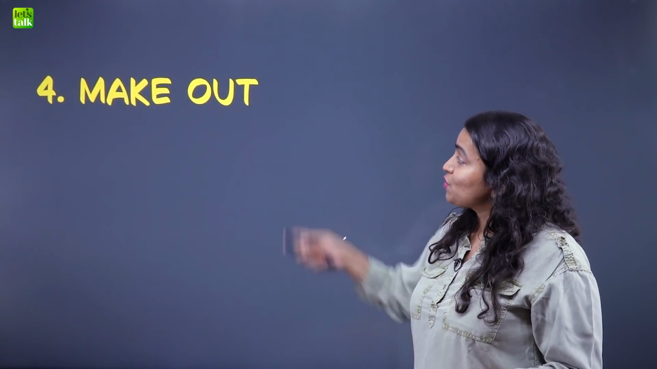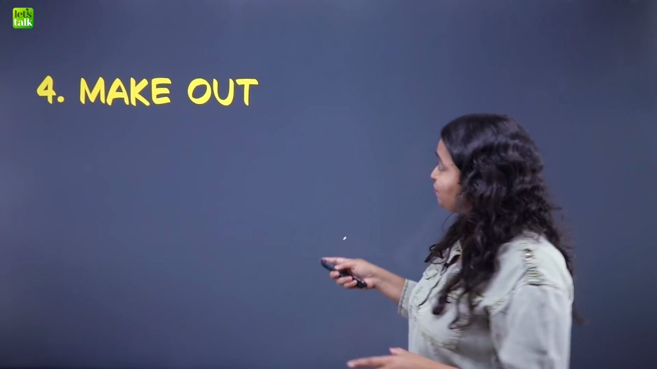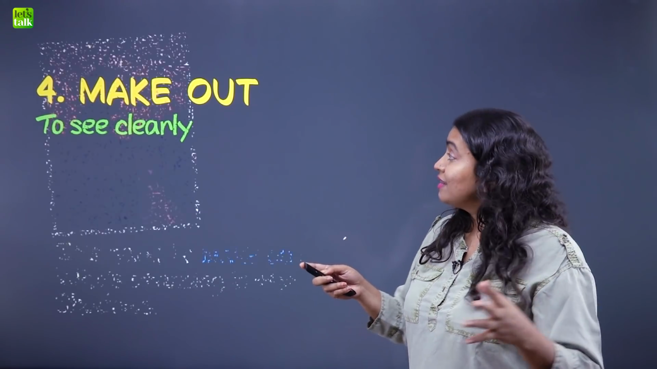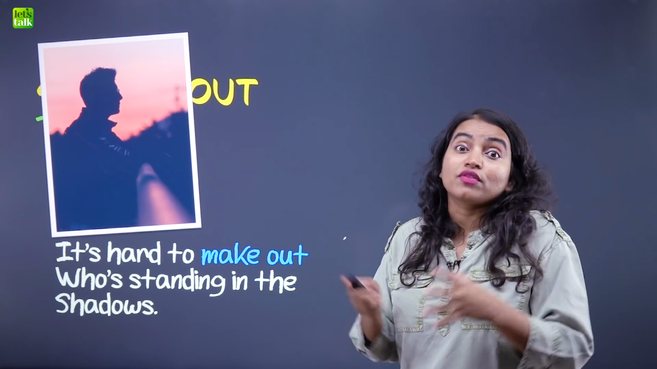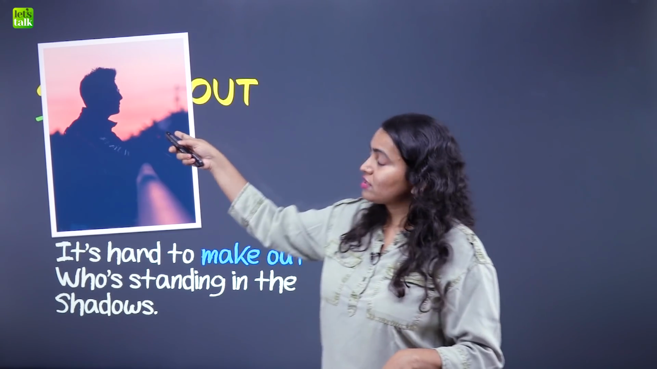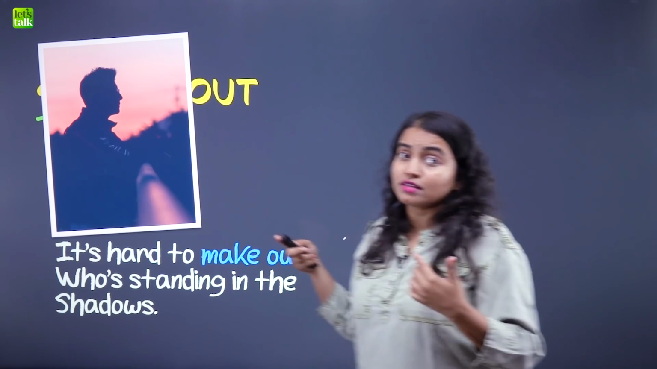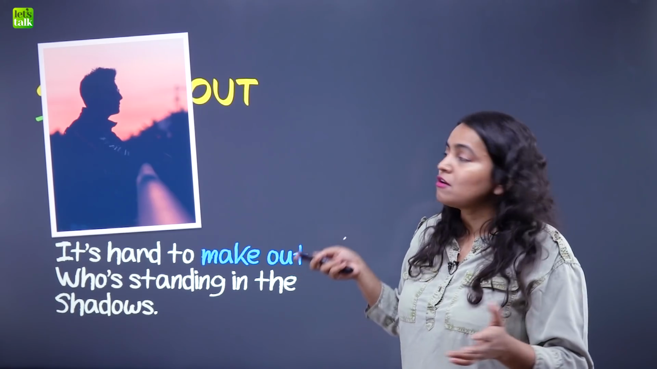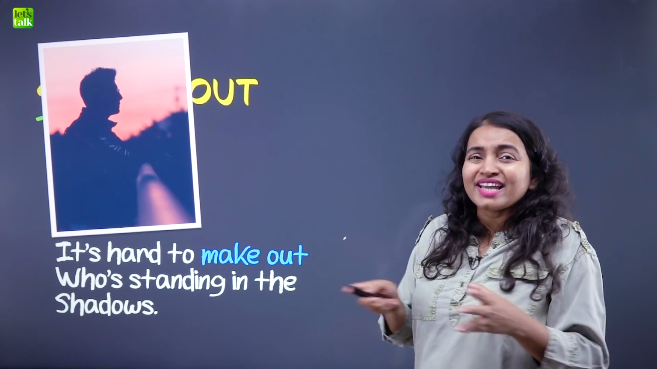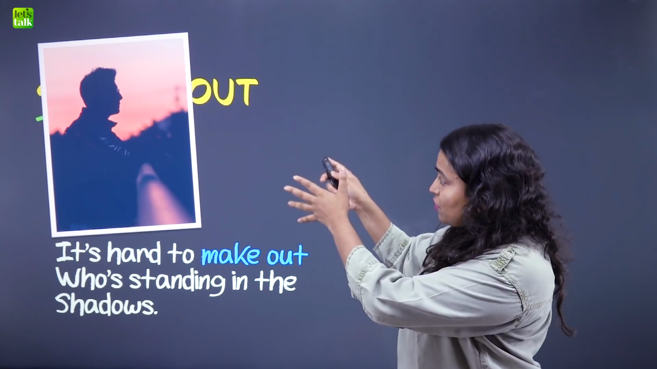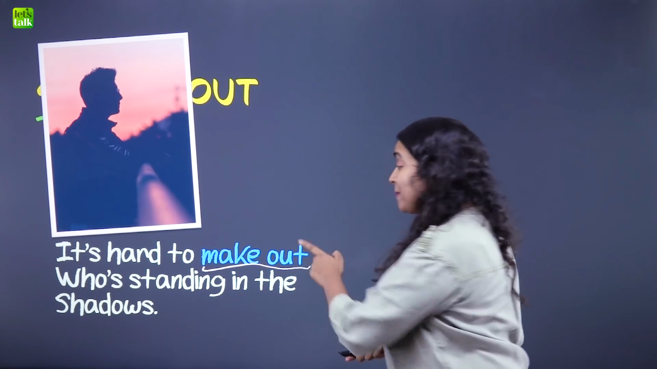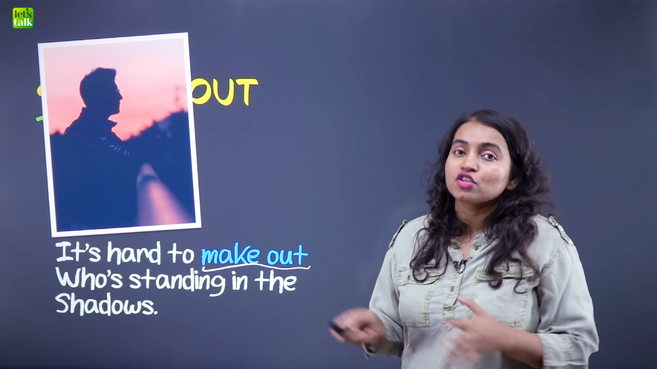We have another expression which is make out. Okay, what does that mean? It means to see things clearly. It means to see things for what they really are. Now, I want to ask you a question. Can you see that gentleman over there? I can't. I mean, he could be anybody. He could be a friend. He could be a movie star. He could be anybody. Well, why can I not see him? Because he's standing out there in the dark. So I would say it's hard to make out who's standing in the shadows.